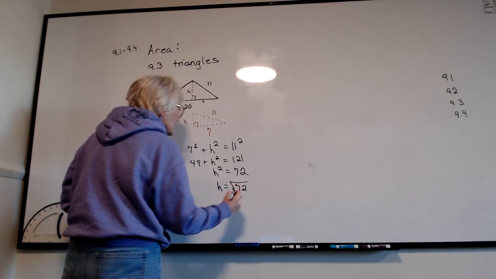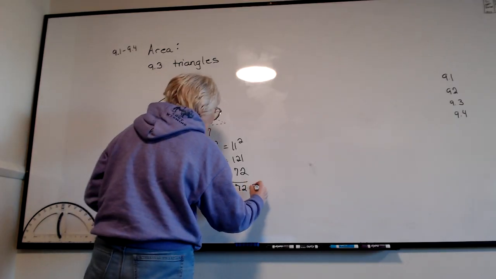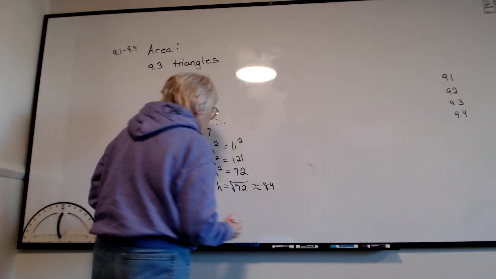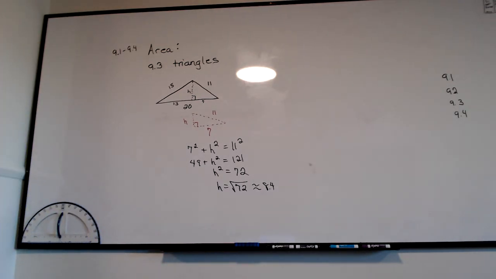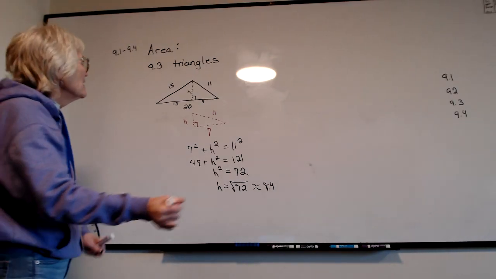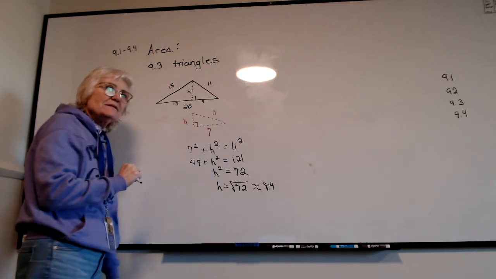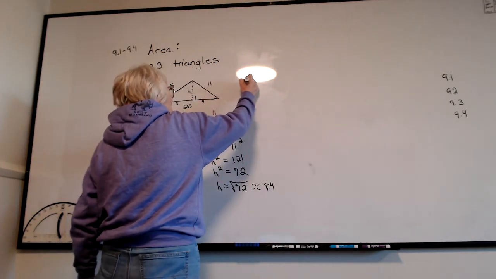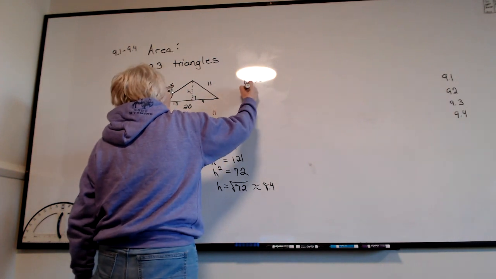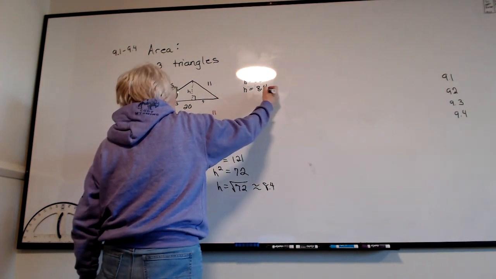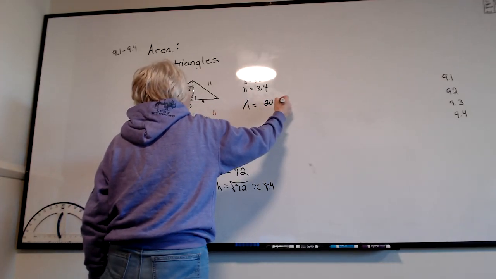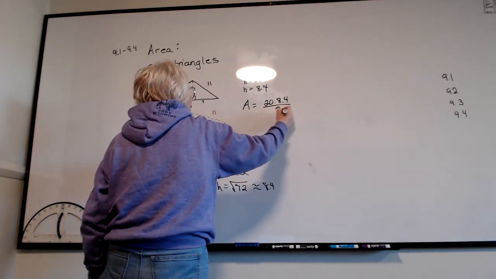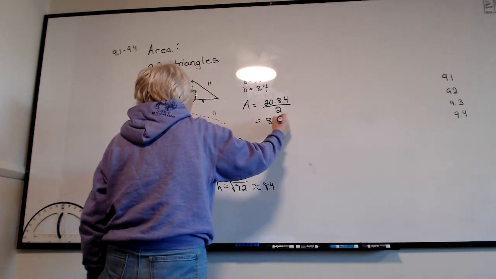72, which, let's see, 64 is 8. So I'm going to say about 8.4. I'm going to guess. I know it's 8 something. Okay, so 8.4 is what I'm going to guess. So now we know the base of this triangle is 20. So my base equals 20. My height equals about 8.4. So I can find the area, which is 20 times 8.4 over 2, which is 84.